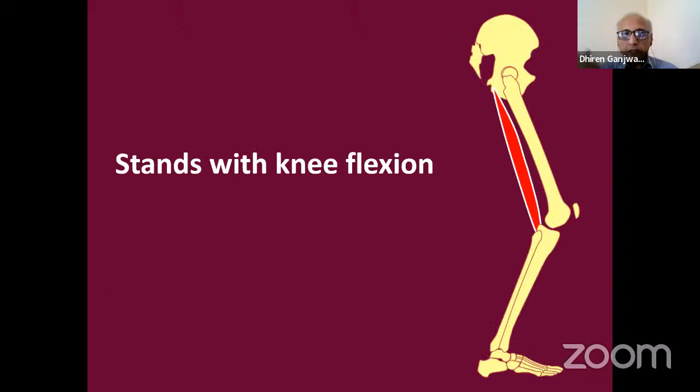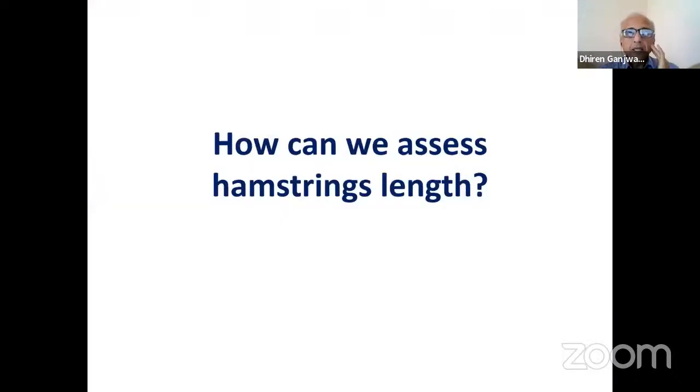And the last one, with further knee contracture, the child also stands keeping the knee flexed all the time. So these are the various signs which we see before we look at the popliteal angle, or before we measure the hamstring length by a popliteal angle.